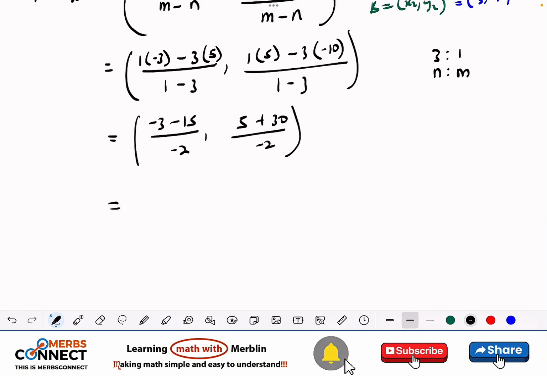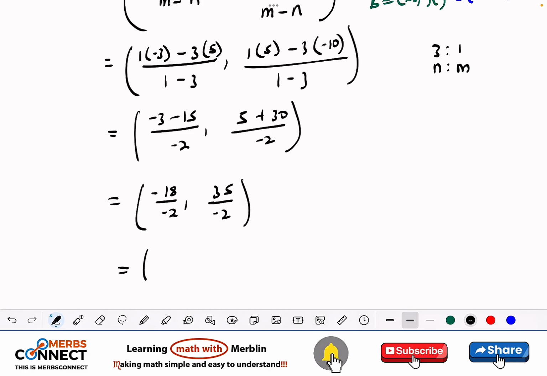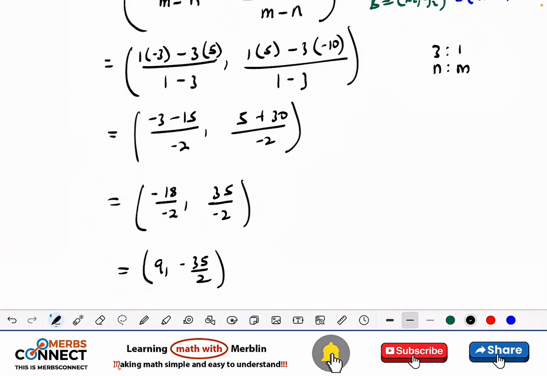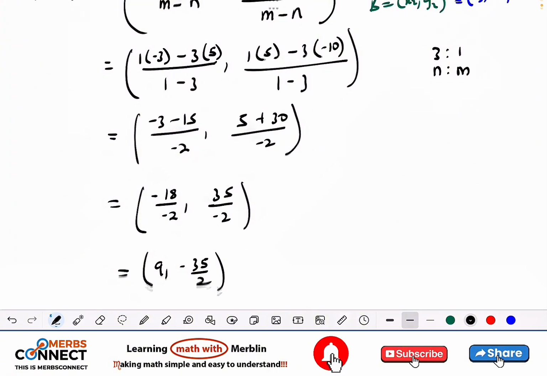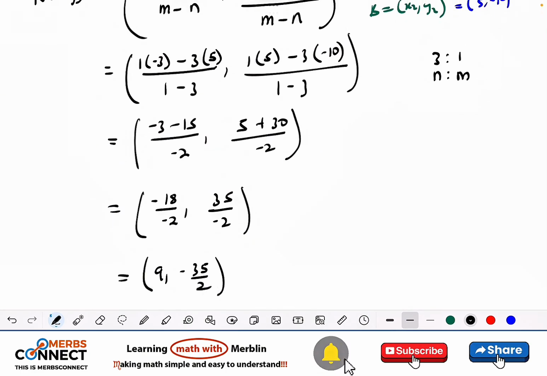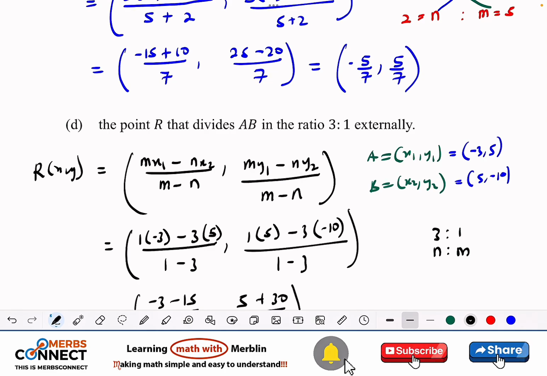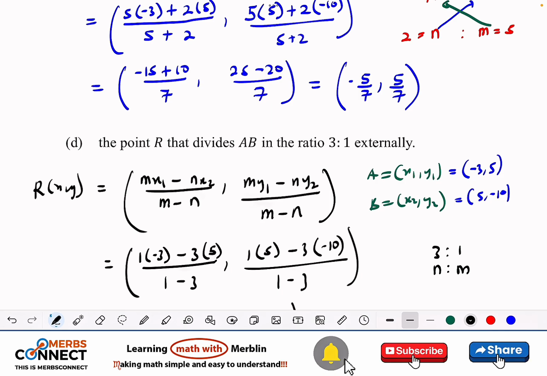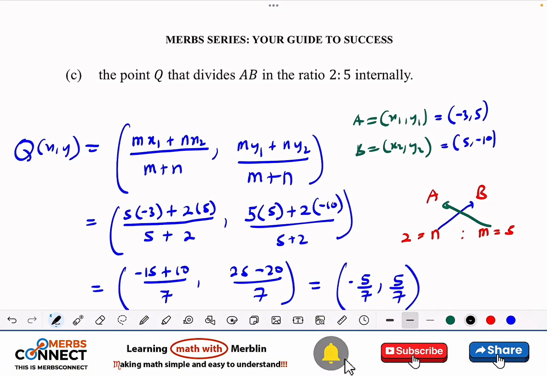Oh, let's finish it up. This is going to be minus 18 divided by minus 2. And this is going to be 35 divided by minus 2. And guess what? We are going to have 9 and minus 35 divided by 2. Ooh, this is very interesting and very simple for me. And I hope it's going to be very simple for you too. Because basically, if you know the formula, then we just need to do substitution. And we need to do more examples so that I know that, okay, this is what I'm doing. This is what is expected from me. And I'm done. Okay.